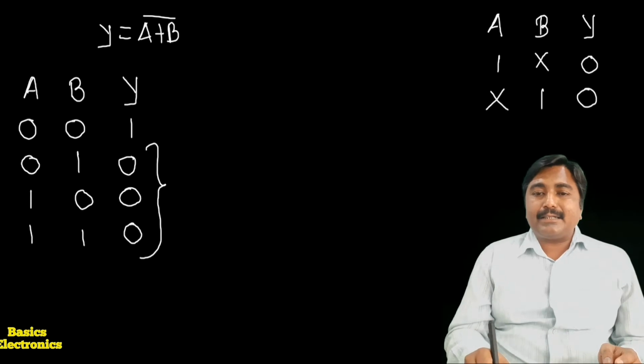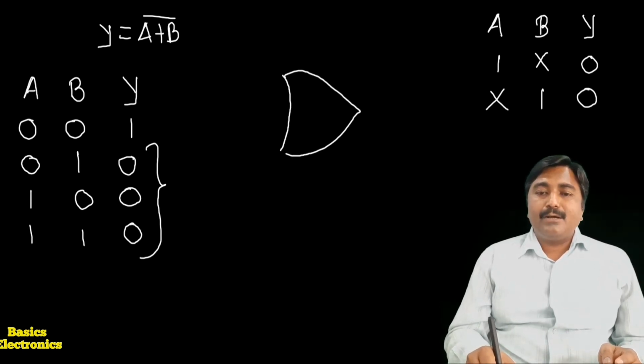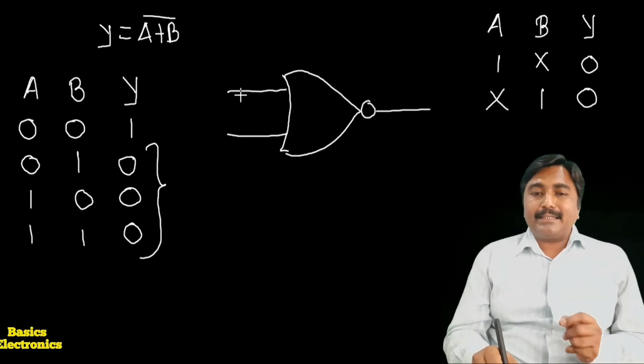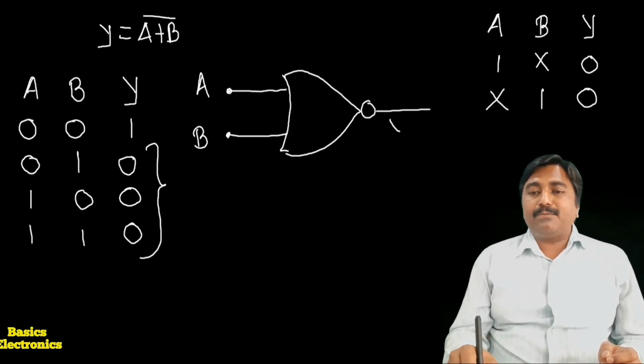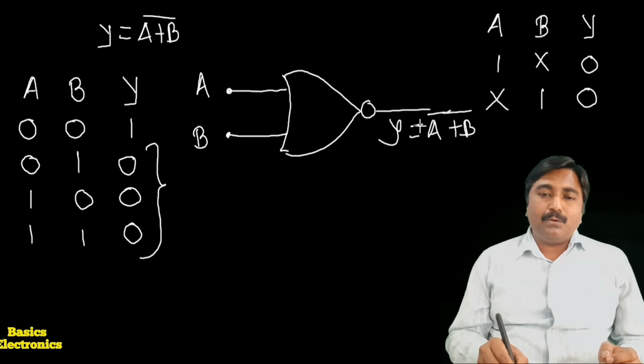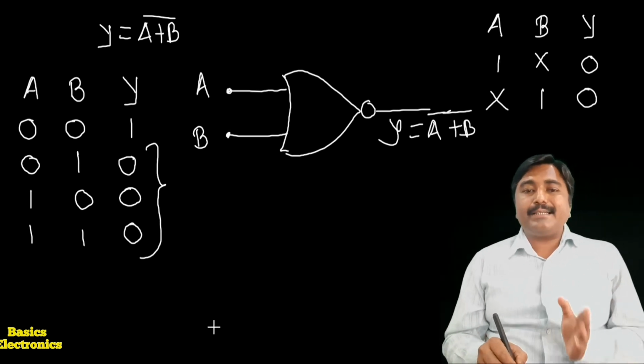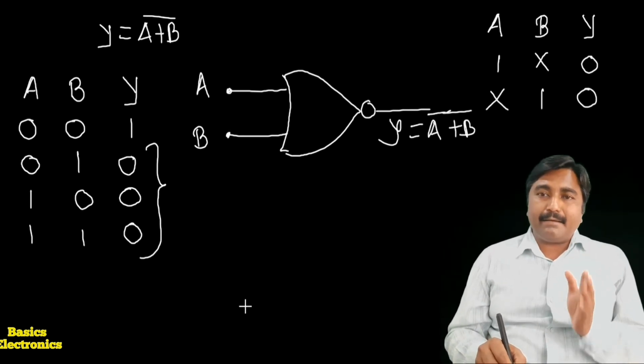The NOR gate is constructed by using one OR gate. So first we draw the OR gate and the NOT is replaced by using the bubble. Here 2 or more inputs are possible. This is the symbol for the NOR gate. Input is A and B, output is Y, and Y equals (A plus B) whole complement.